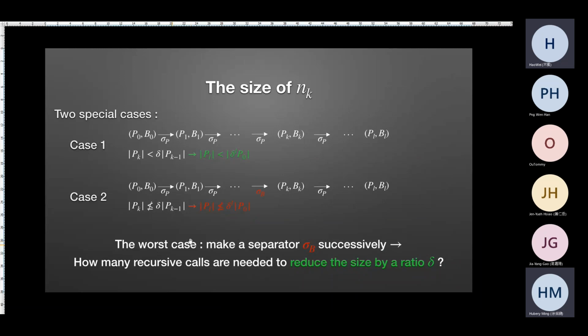So in order to consider the worst case, we would like to make a separator that's balanced to the boundary points successively, and we would like to ask how many recursive calls are needed to reduce the size of the subproblem by a ratio of delta.